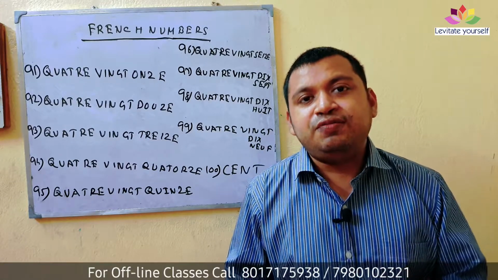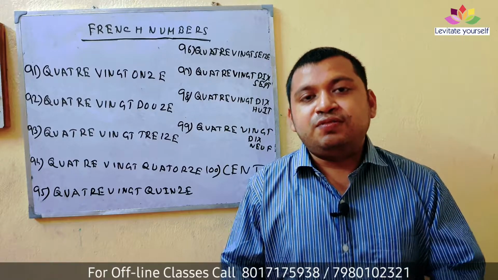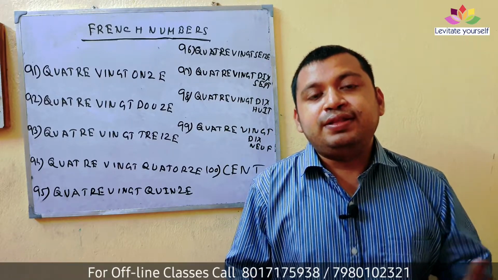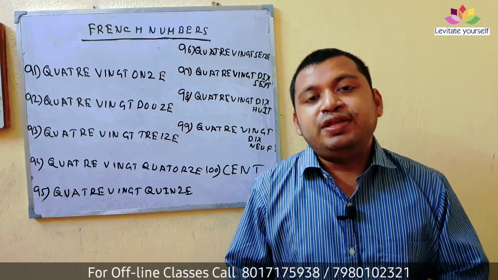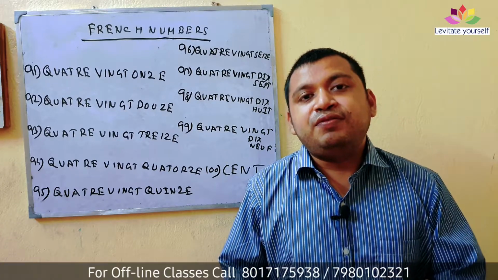Number 97 is quatre vingt dix sept. Number 98 is quatre vingt dix huit.